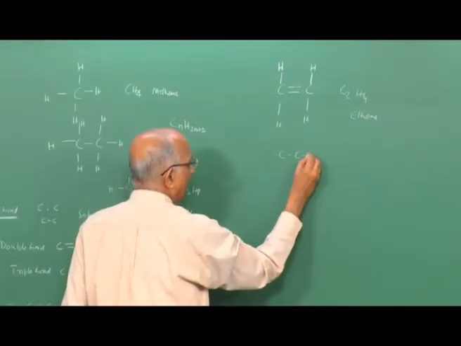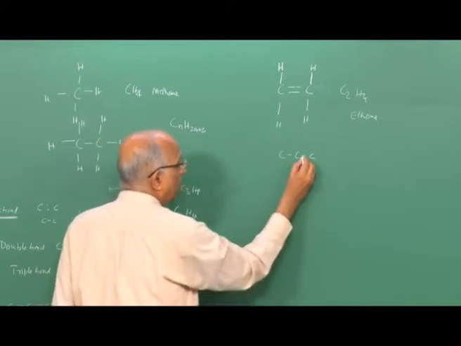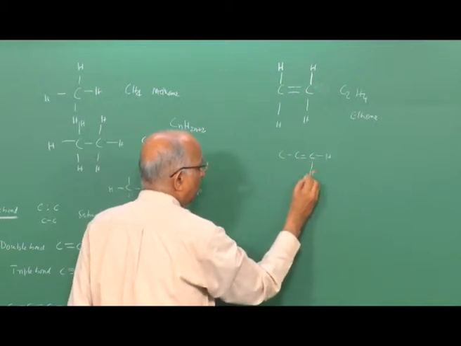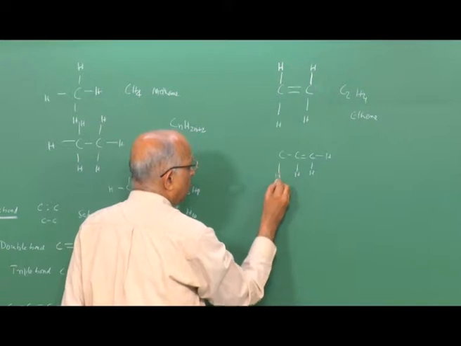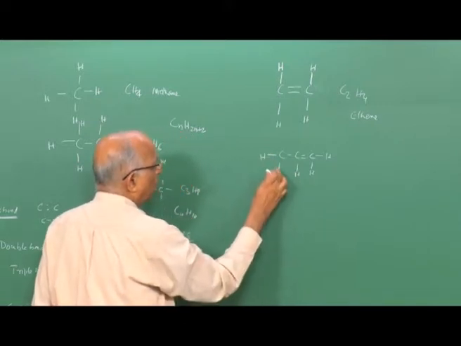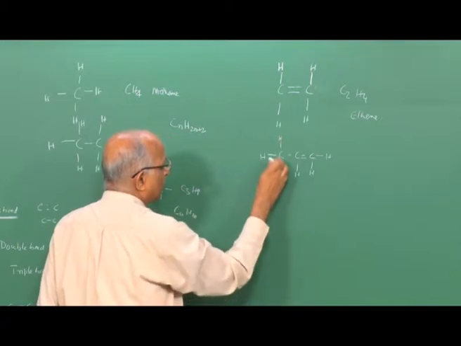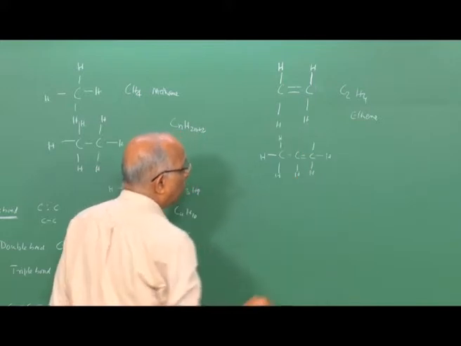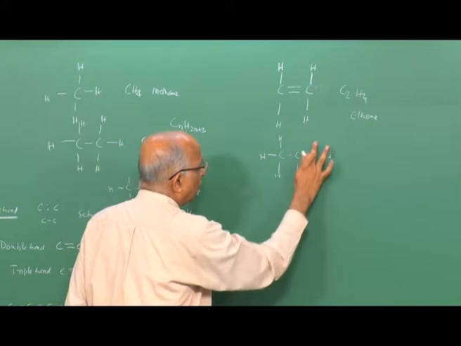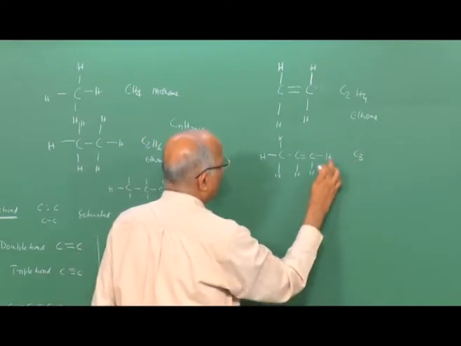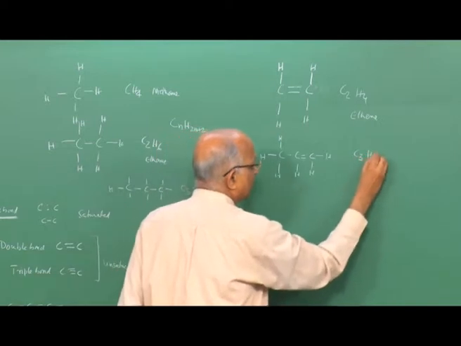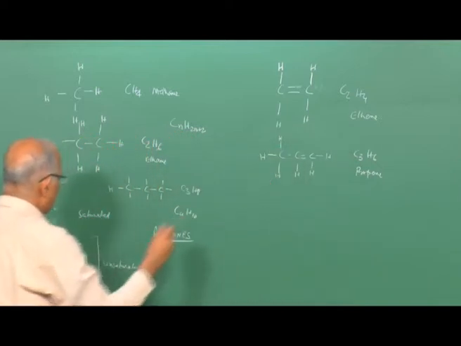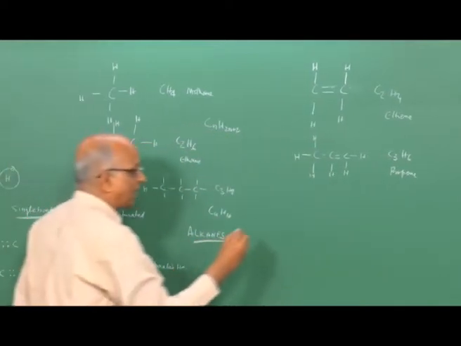Compared to propane, now I am talking in terms of one double bond. I have H over here, one H over here, one H over here, and one H over here, and maybe one H over here. With 1, 2, 3, 4 over here and 1, 2, 3, 4 over here, it is equal to C3H6, which is propene. The general name given for substances having one double bond is alkenes.